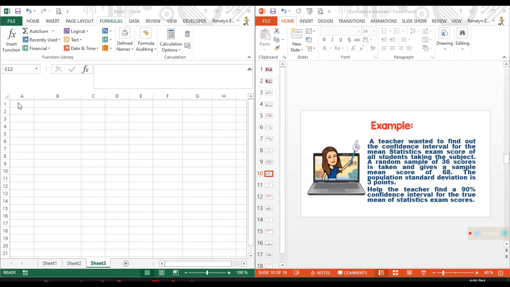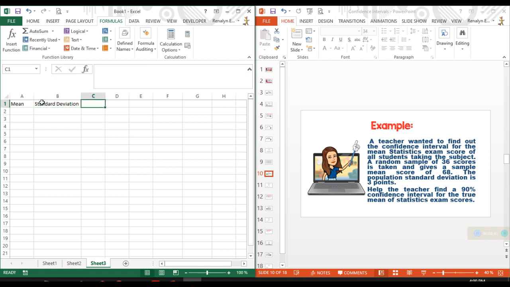So, ito yung given problem. For the Excel, I suggest that you put labels on your first row dito. So, what are the values that we need for the computation? So, first, we need the mean. Aside from that, we need the population standard deviation, or lagay ko na dito standard deviation.